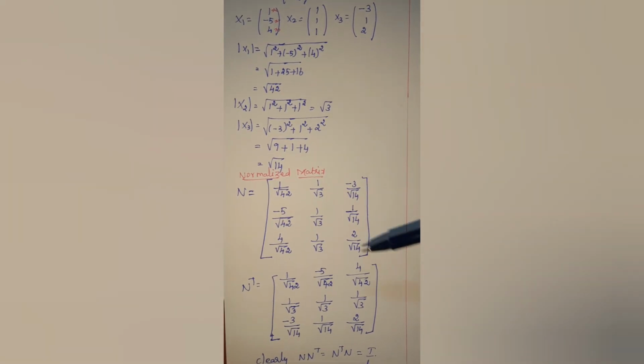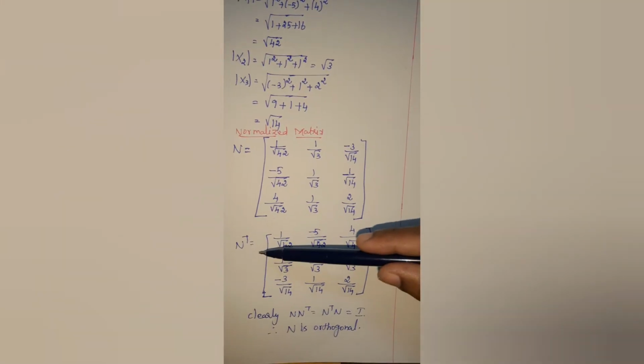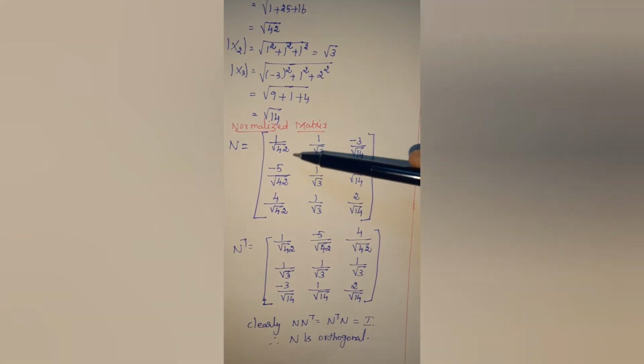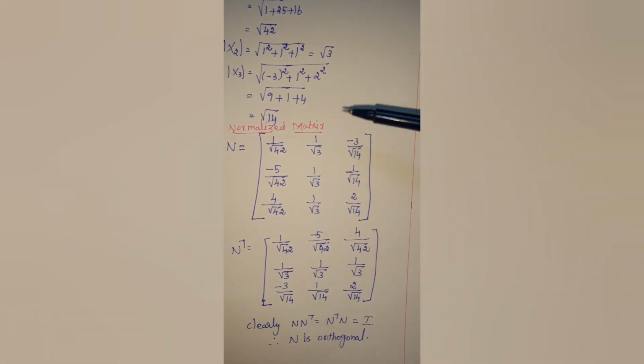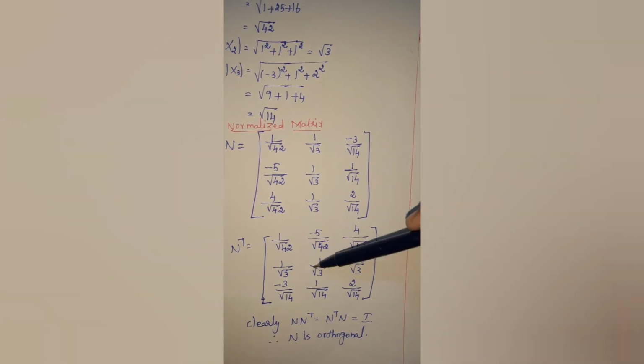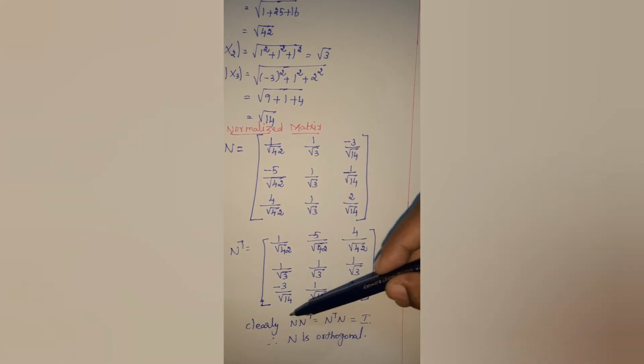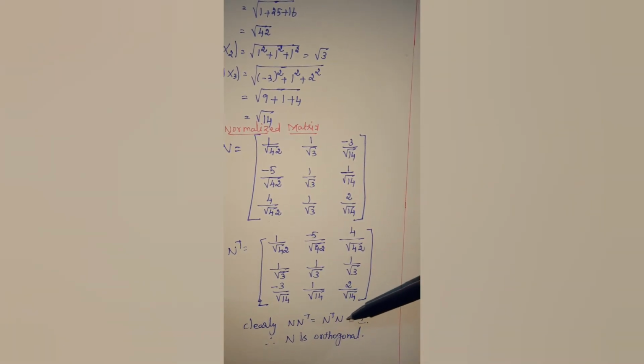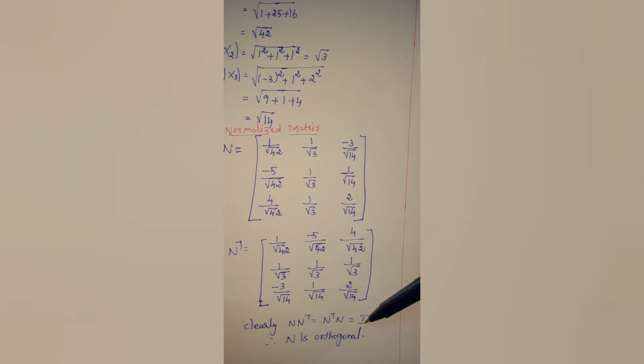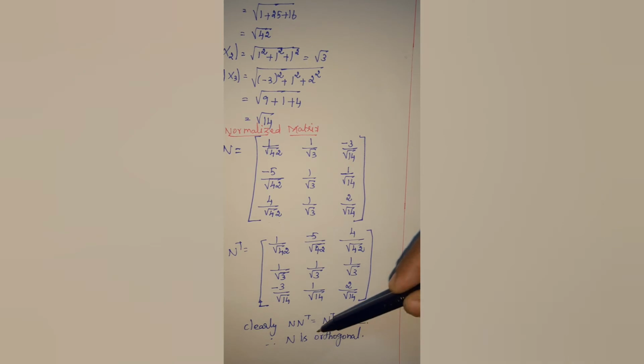Is it clear? Right. The next step is you take the transpose, N transpose, so that rows become columns and columns become rows. So this is your N transpose. Now this is a very important step. When you check this property, that is N N transpose is equal to N transpose N, and when you multiply them, you will get the identity matrix I. So what is this property? If it satisfies this property, then N is said to be orthogonal, right?